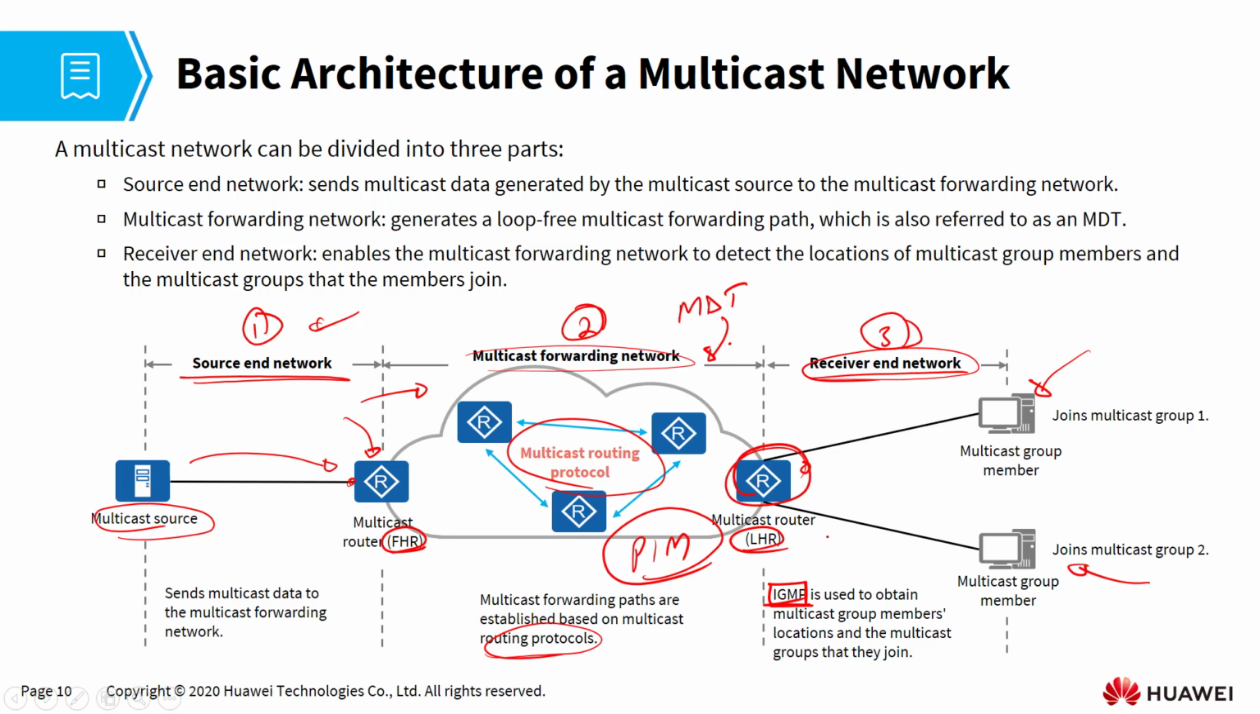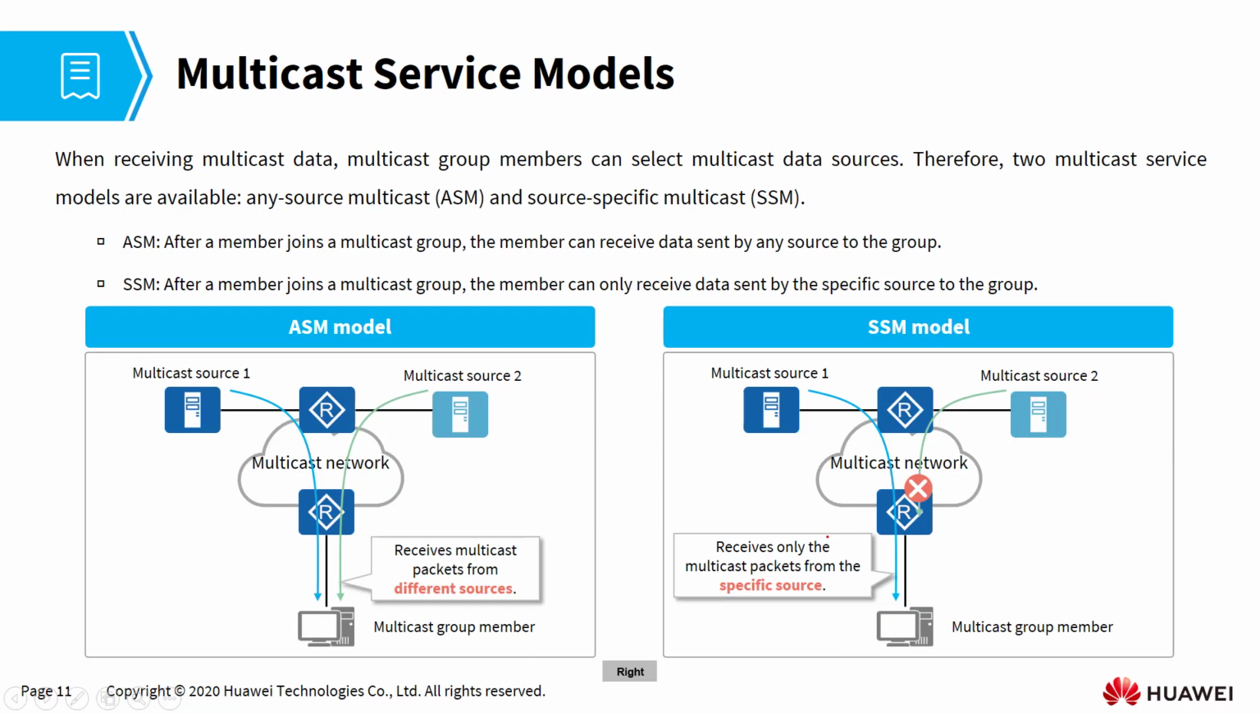Having this kind of network gives us particular service models for multicast forwarding, because when receiving multicast data, multicast group members can select the multicast data sources. There are 2 multicast service models available: what we call any source multicast and source-specific multicast. This is really easy. It's the terminology that makes it sound difficult.